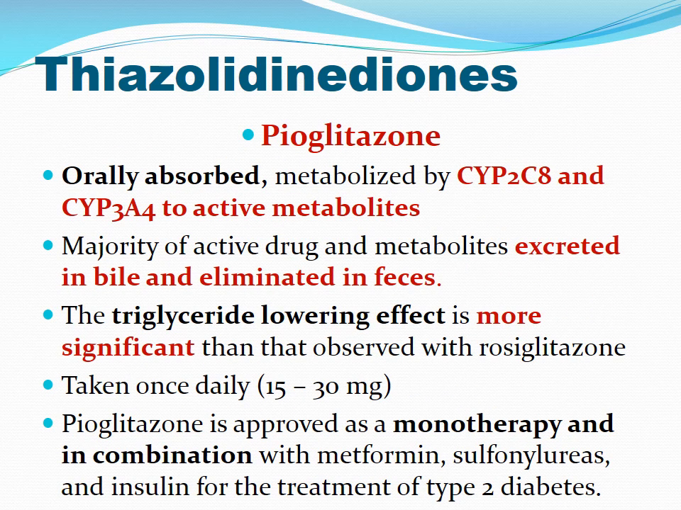The first drug, pioglitazone, given orally, absorbed after oral administration, metabolized by hepatic enzymes cytochrome P450 2C8 and cytochrome P450 3A4 to active metabolites. The majority of the drug and the metabolite are excreted in bile and eliminated in feces. The triglyceride-lowering effect is more significant than that seen with the other drug in this group, which is rosiglitazone.